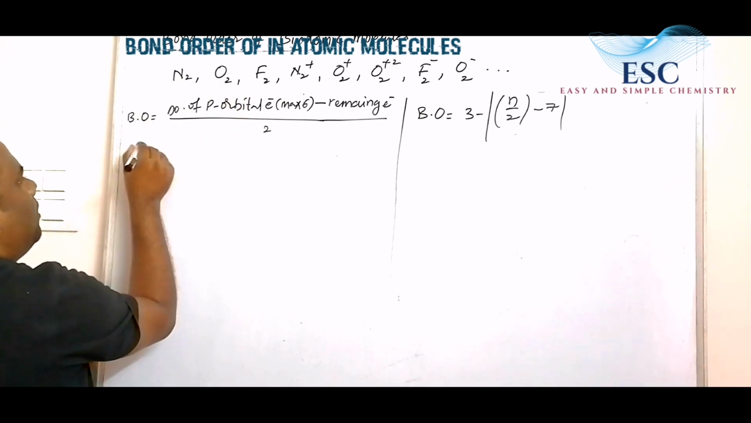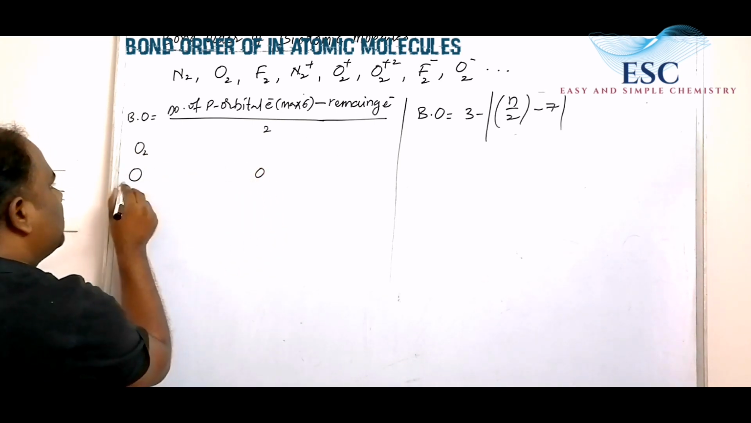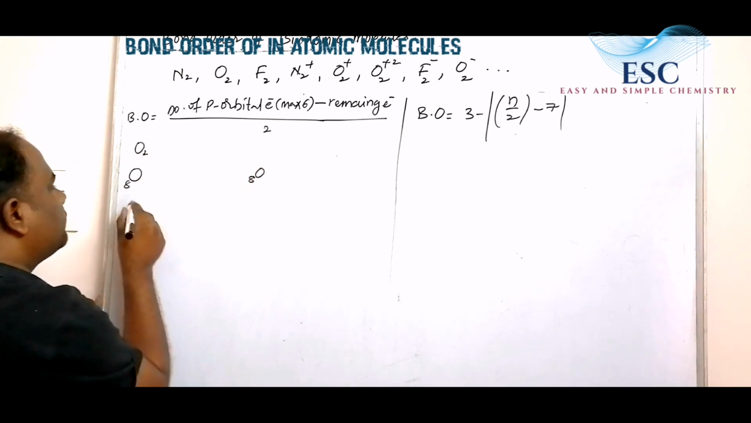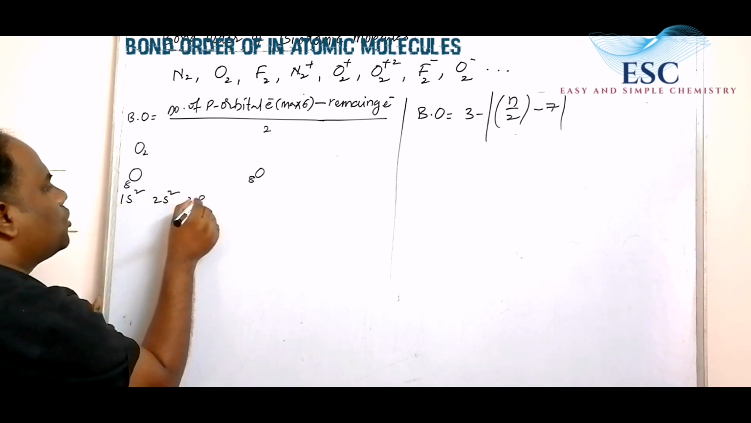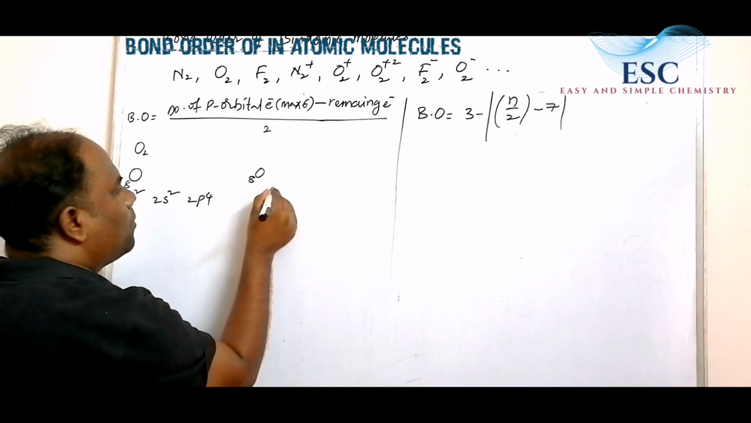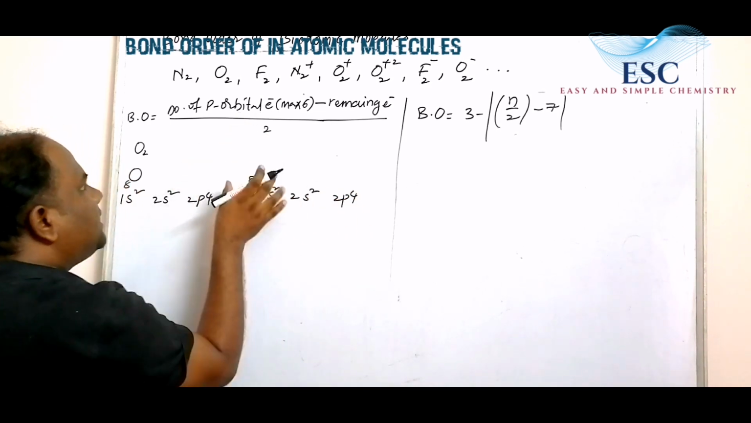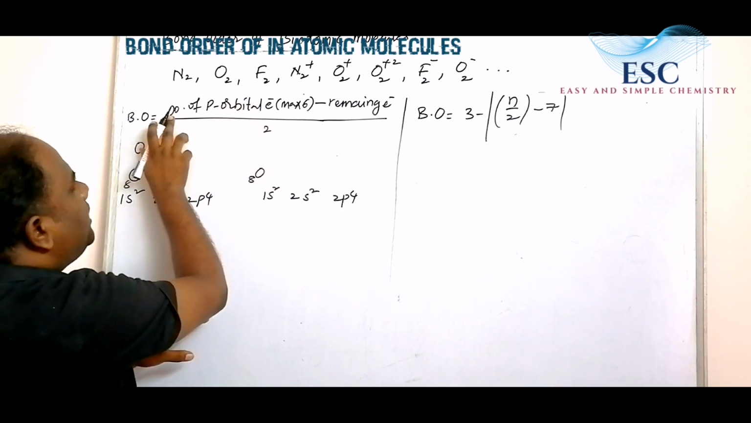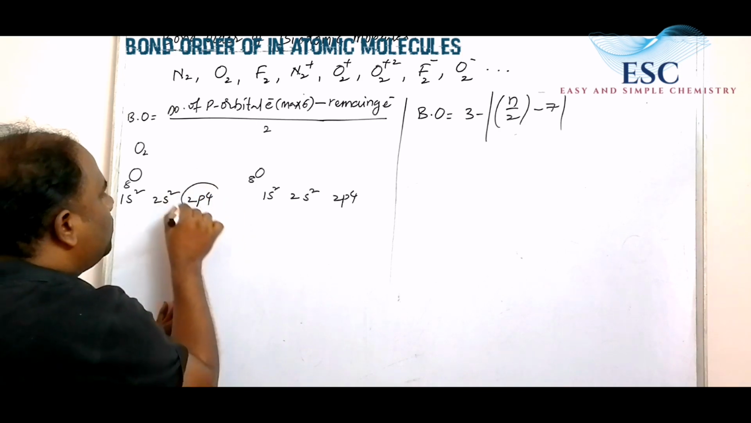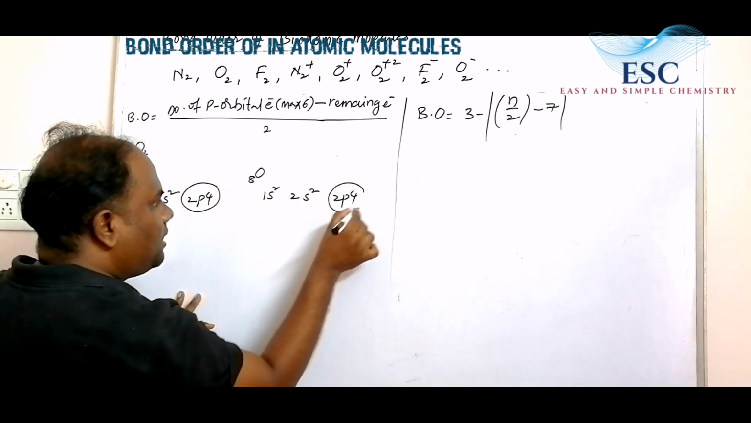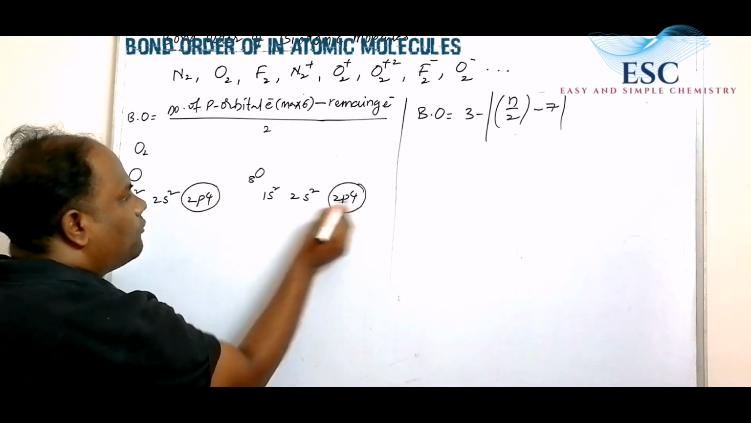First example, oxygen. How many oxygens are here? 2 oxygens. Write the electronic configuration of the oxygen: 1s2, 2s2, 2p4. Here also 1s2, 2s2, 2p4. See that equation. We need only the number of p orbital electrons. Maximum 6. But here 4 plus 4.